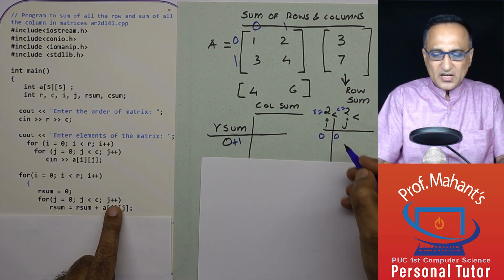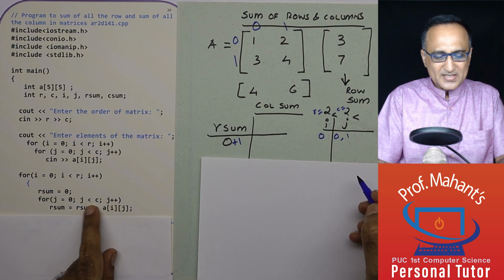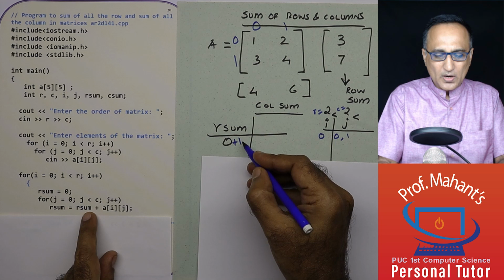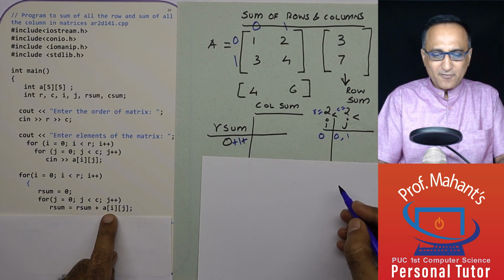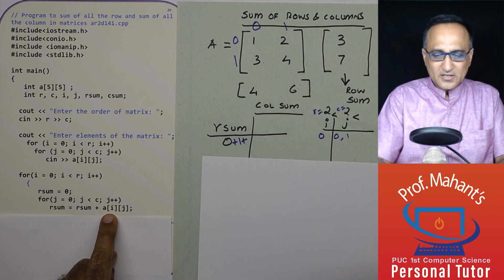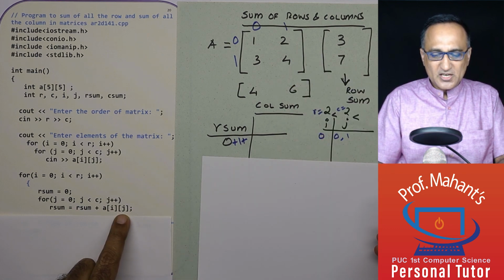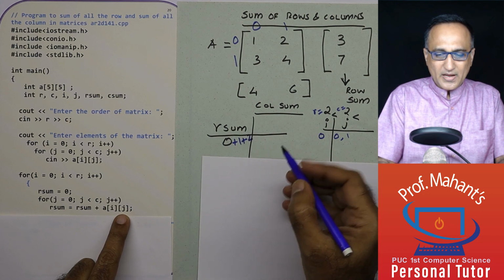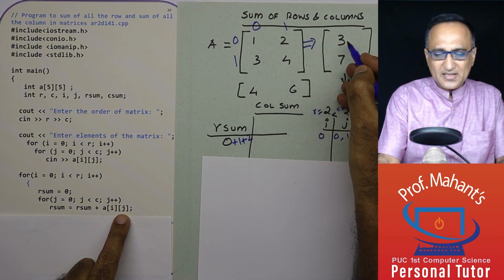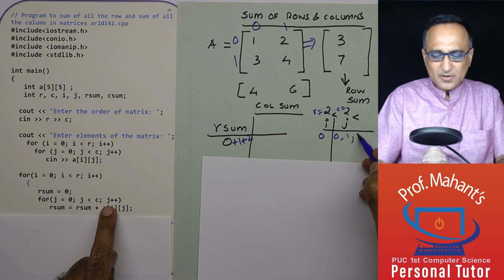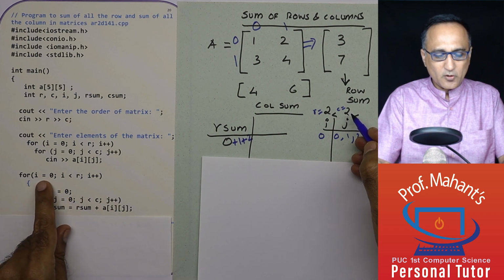Then I increase j. J ends up becoming 1. 1 is still less than 2. So I come here. Row sum is 1 plus a of i j. A of i j is 0th row, first column, where j is 1 now. 0th row first column is 2. So now what happens is on this side I am getting 3 printed. J is increased by 1. J ends up becoming 2. 2 is not less than 2. So I go back to this particular loop.